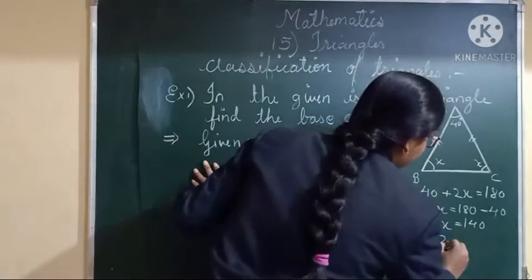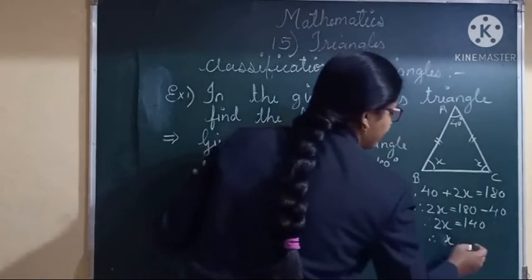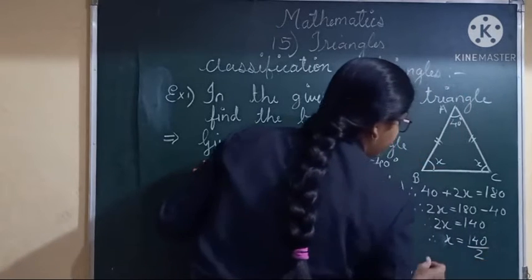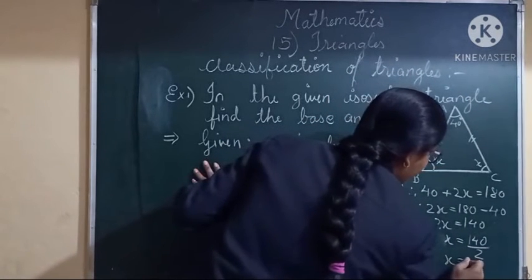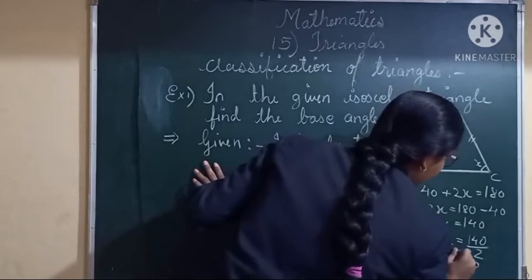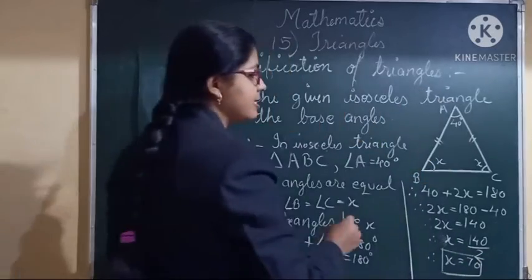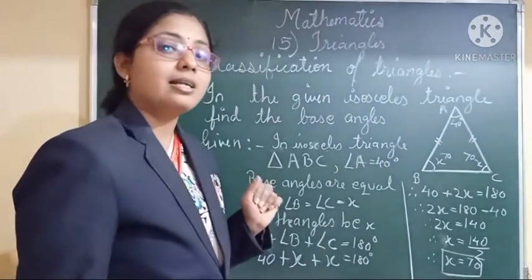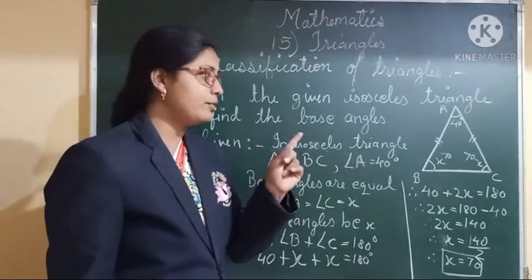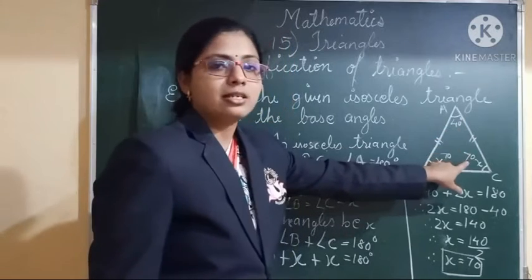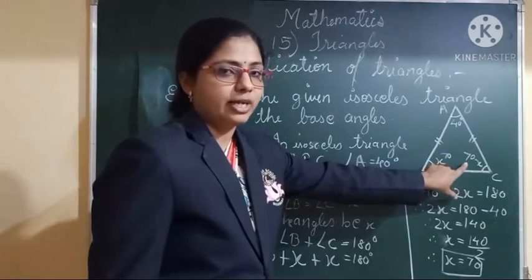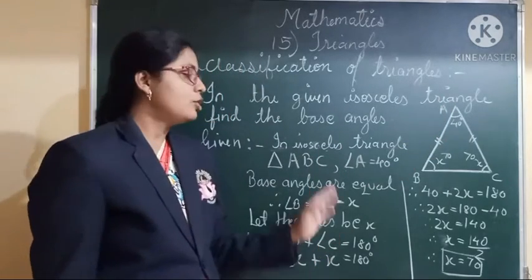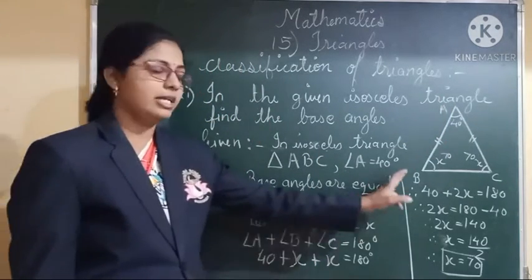Therefore, x equals, this 2 will get divided here, 140 upon 2. Therefore, x equals 70. So we got the value of x, that is 70 degrees. Write it in the diagram. Now, how to check the answer? I told you the technique. You have to add all the angles. 70 plus 70 is 140. 140 plus 40 is 180. That means our answer is correct. So we have to follow each method step by step.